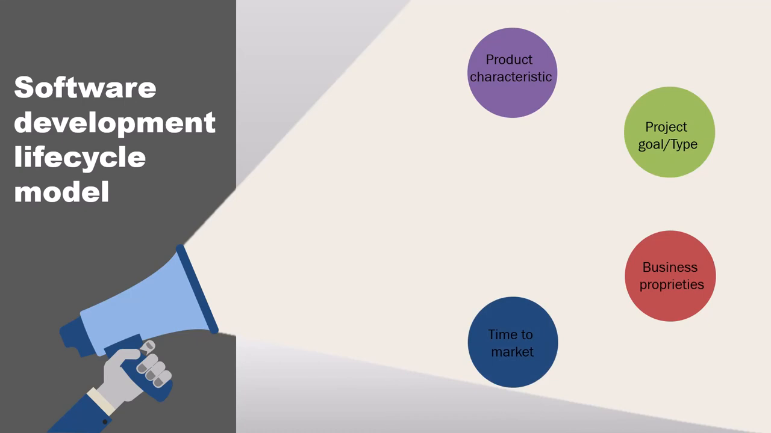Next context is time to market. The product's release schedule can also decide what type of model you choose. Say if you want to release it early, then you can go for the agile model, since it's a flexible process. The next context is project context. Just like the product characteristics or goal, this context will also affect your choice of a development model.